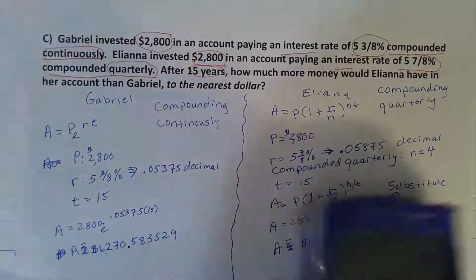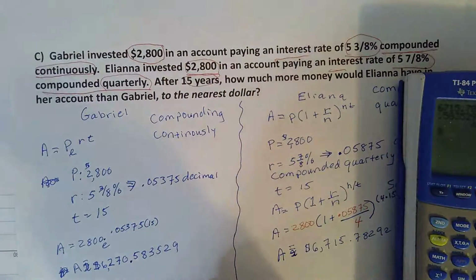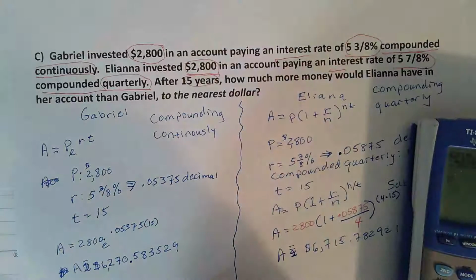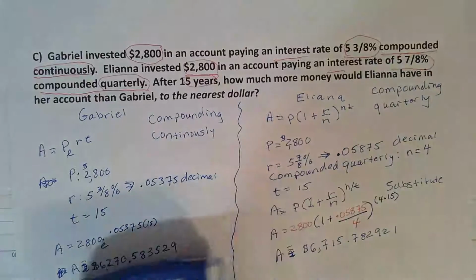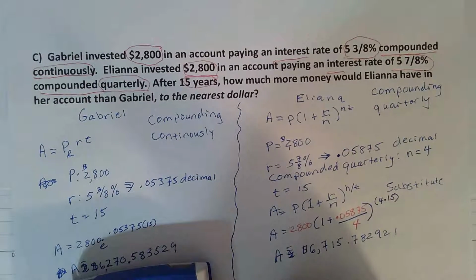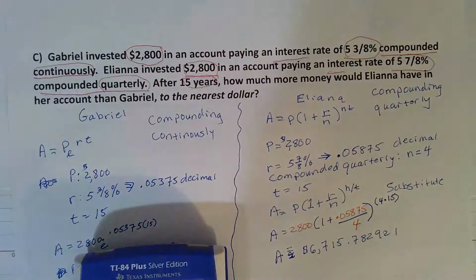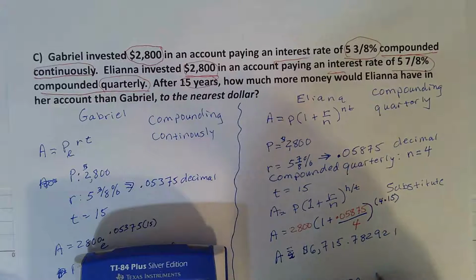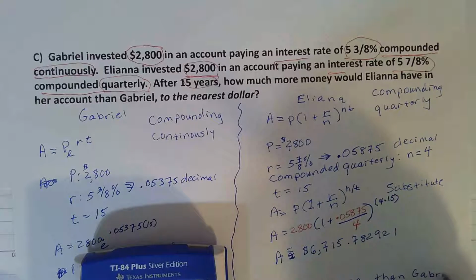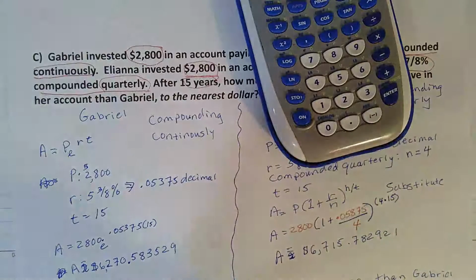Okay, so the difference is Eliana makes $445. Now we can round. So this is 0.199. That goes up to 20 cents. $0.20 more than Gabriel. So that's your answer, your actual answer for something like this.